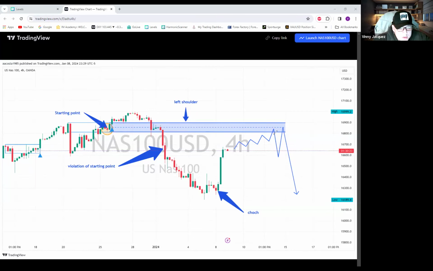So it would be, you did, but you hit stop loss, so it should be like this. Boom, we change character. We want it to stop at that right shoulder. And then this will be my stop loss. Boom.